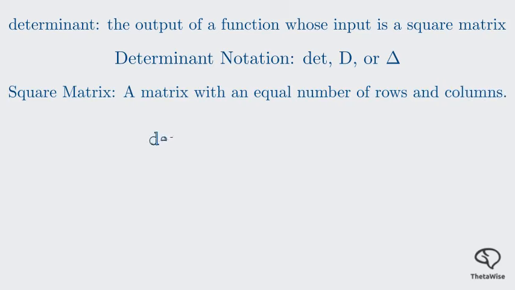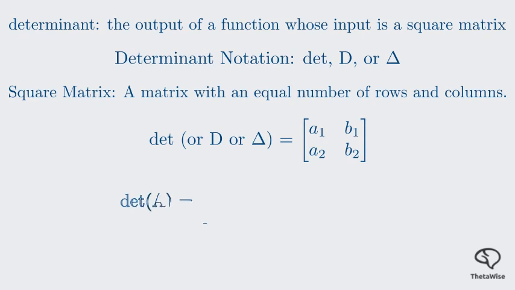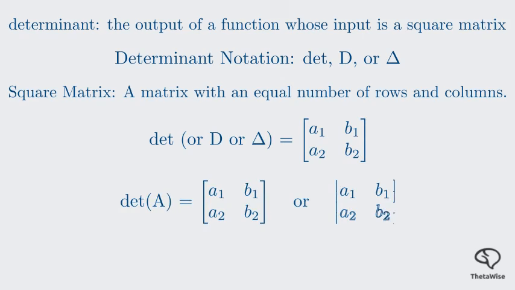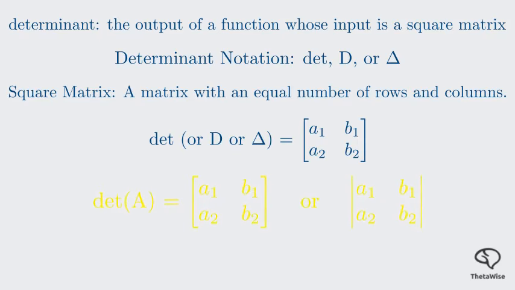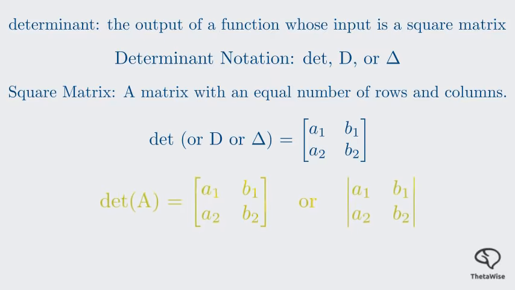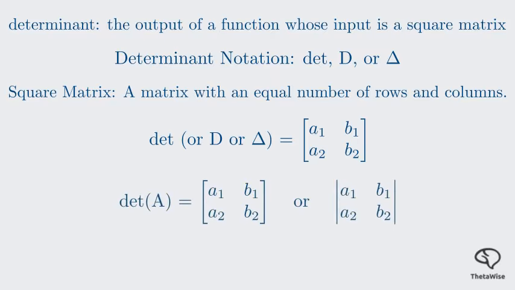The notation for a 2 by 2 determinant is crucial. Pay close attention to this. Here we have our square matrix A containing the elements A1, B1, A2, and B2. There are two common ways to write this determinant. One way is to write it with the standard square brackets, and the other is with straight vertical bars, like in this example. These vertical bars are a powerful visual signal. They don't mean absolute value. They exclusively mean calculate the determinant of the matrix inside.